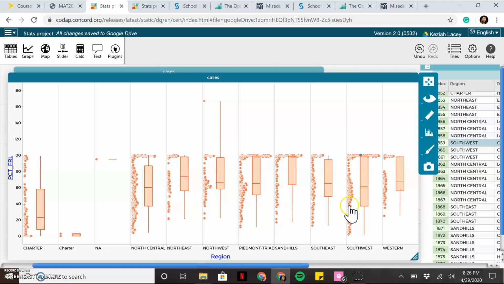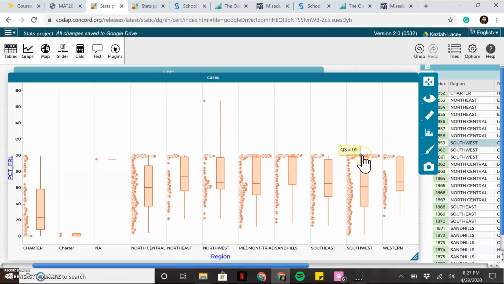You can see there's more dots here in the Southwest region than there are in the North Central region, especially up here in the 100th percentile. You can see they're stacked up tiny up here. But then I saw that this line was quite a bit shorter than the 75th percentile in the Southwest region. So, in the North Central region, there is an 87% in the 75th percentile on free and reduced lunch.